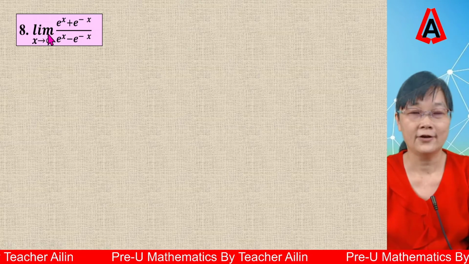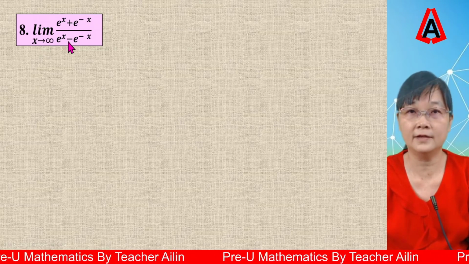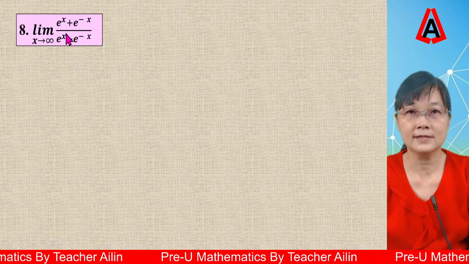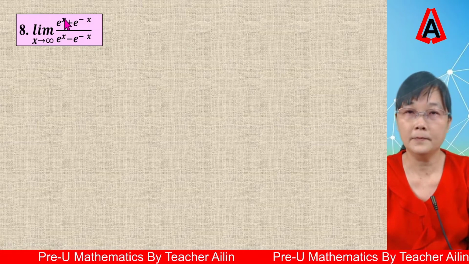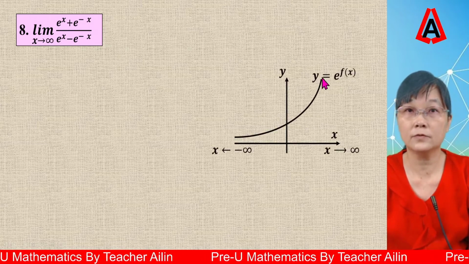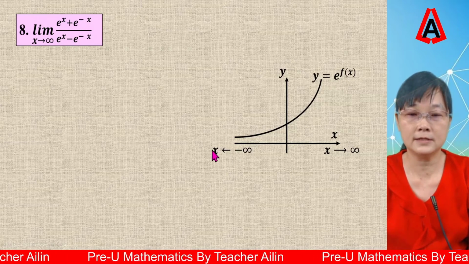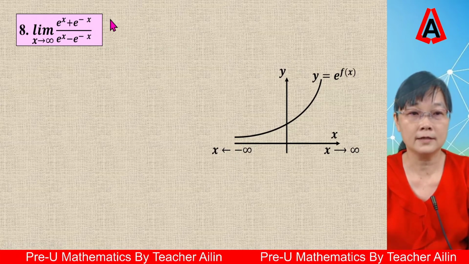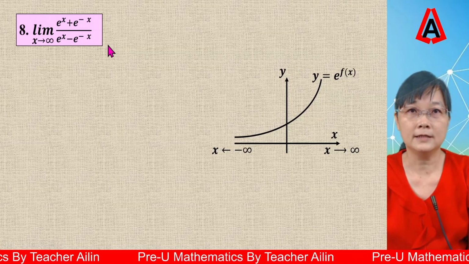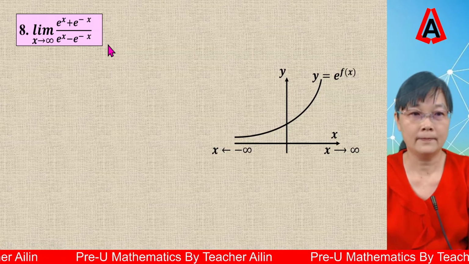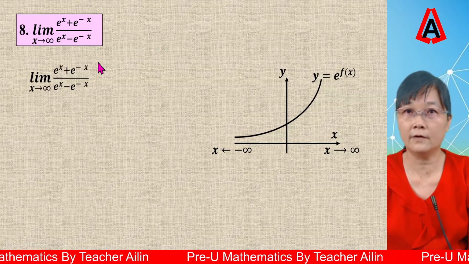Next question. Find the limit of this function as x approaches infinity. First, when I first substitute the value of x with infinity, e power infinity is equal to infinity. E power negative infinity is equal to 0. Now I get infinity over infinity, which is an indeterminate form of limit. Now I'm going to use another method to find the value of the limit.